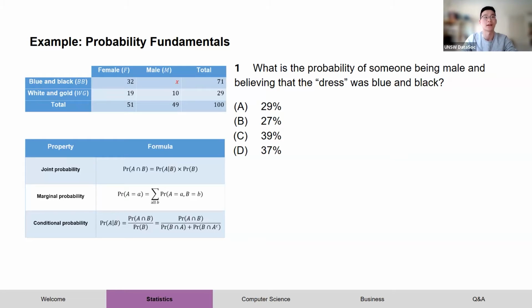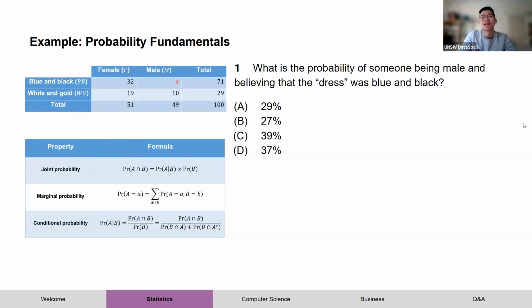And you also have a descriptor which describes their opinion on what a dress color is. So the dress could either be blue or black, so BB, or it could be WG, so white and gold. And I think that's a reference to some internet meme a few years back.